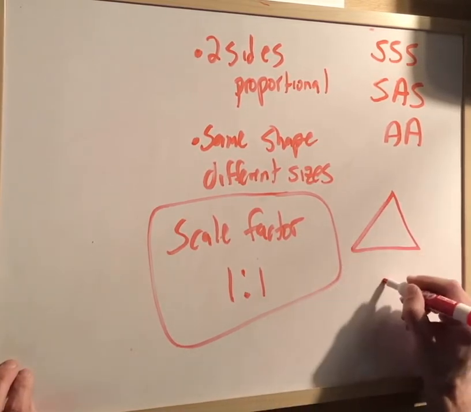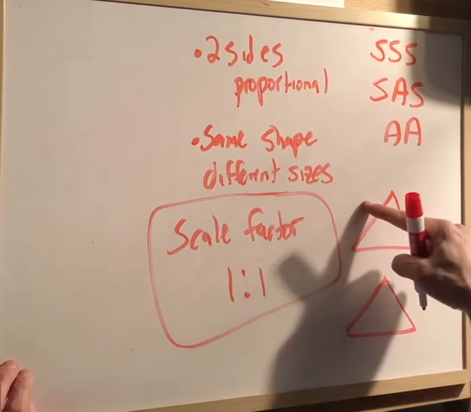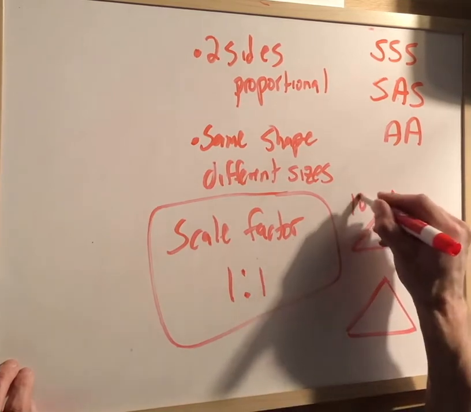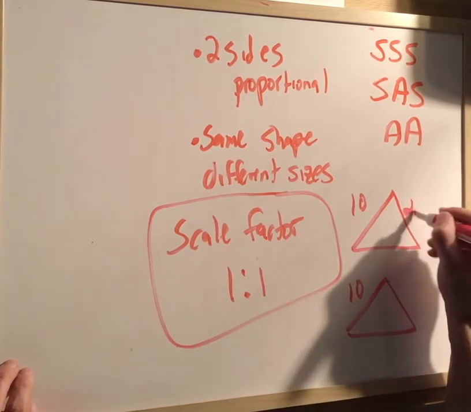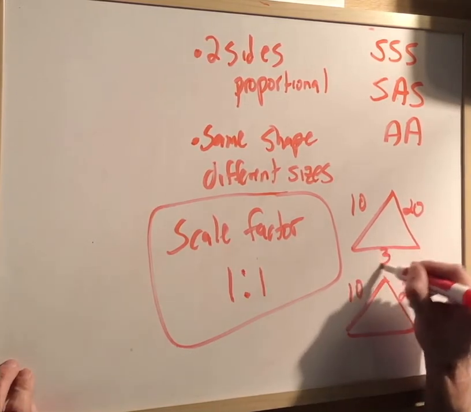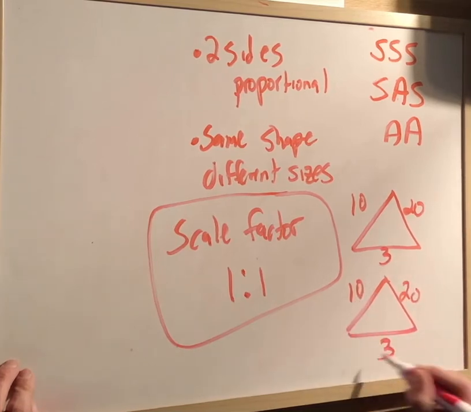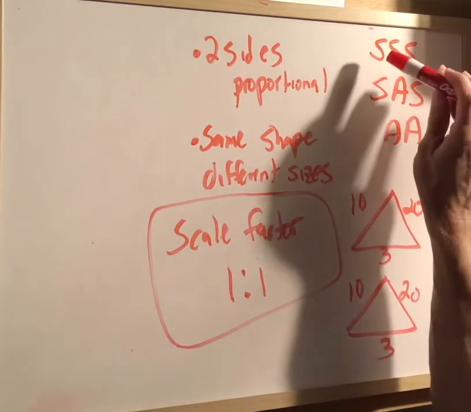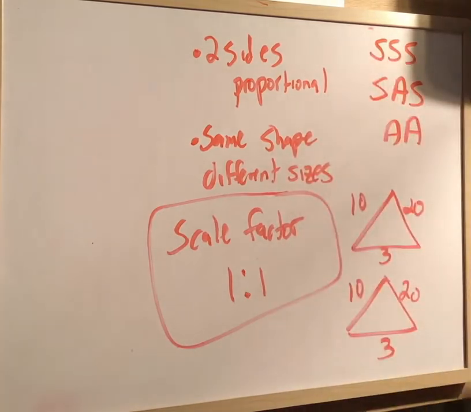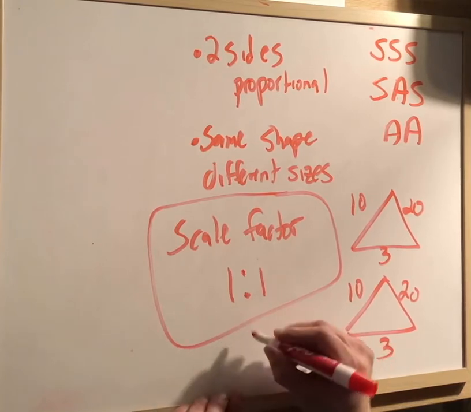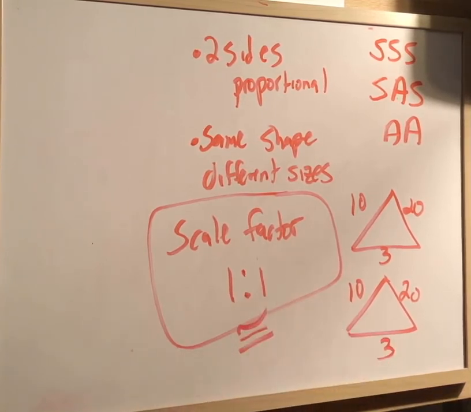Here's a triangle. Here's another triangle. Whatever this side is, if I multiply it by 1, I get this. Let's say this is 10. This would be 10. Let's say this is 20, and the scale factor is 1, 20. Let's say this is 3. 3 times 1 is 3. This would be two sets of triangles that are similar because you can prove that they're proportional by all three sides, but they're more than similar. If you have a scale factor of 1 to 1, that means the two triangles are congruent as well.